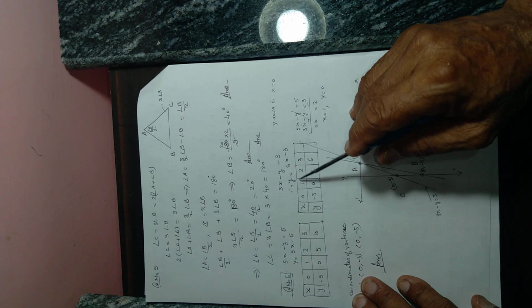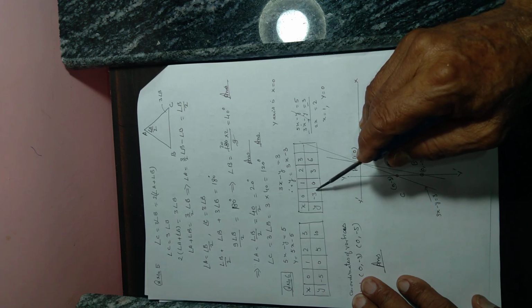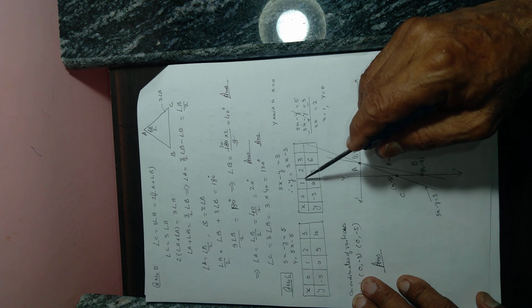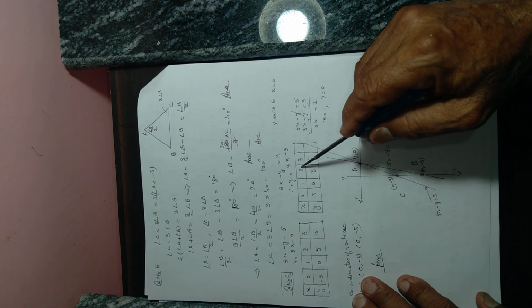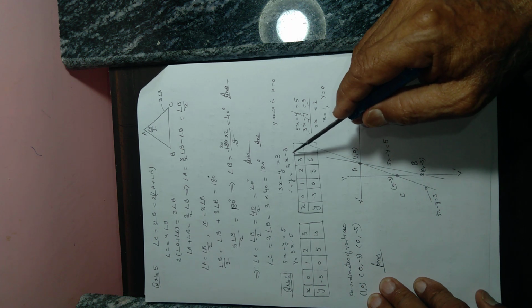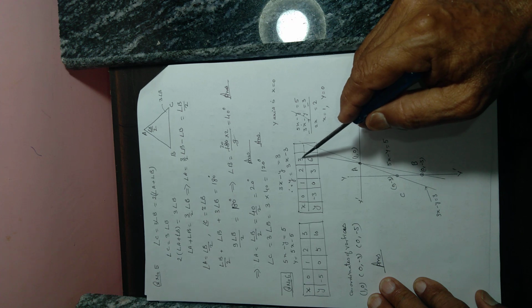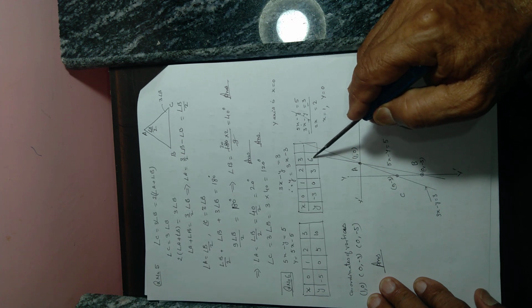In the second case, put x is equal to 0, you will get minus 3 as the value of y. Put x is equal to 1, you will get 0 for y. Put x is equal to 2, you will get 3 for y. Put x is equal to 3, so 3 threes are 9 minus 3, that will be 6.